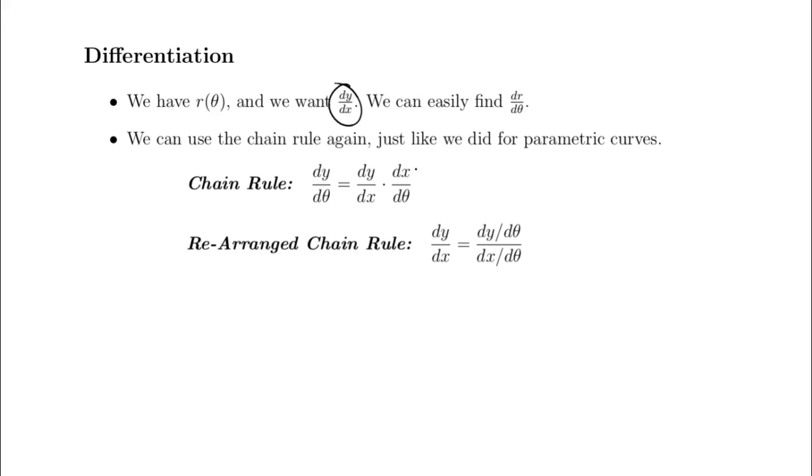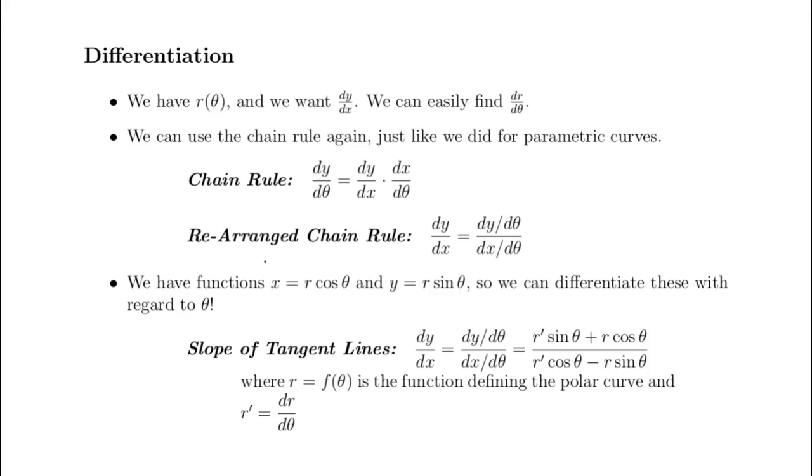So you can imagine we're going to use the chain rule again. This is our chain rule that we have, and we're just going to shuffle this around to say that dy over dx is really dy over d theta over dx over d theta. So we just have to differentiate x and y both with respect to theta and then look at this fraction here. Now with parametric stuff, that was easy because our x and y's were written as functions of that parameter t, but now we don't necessarily have that.